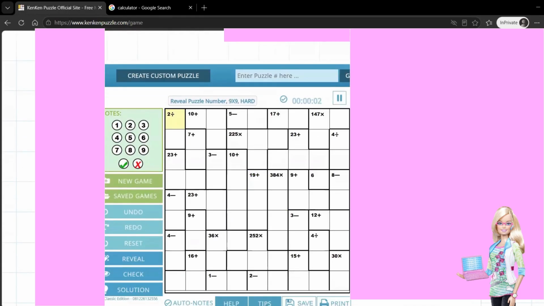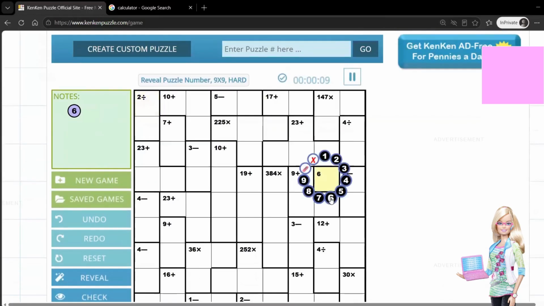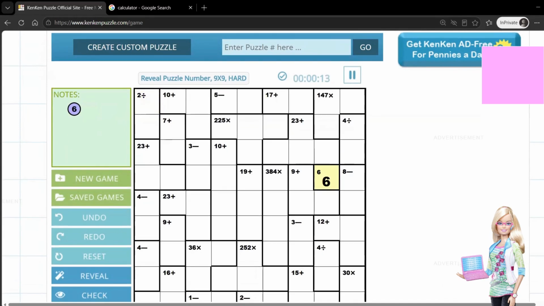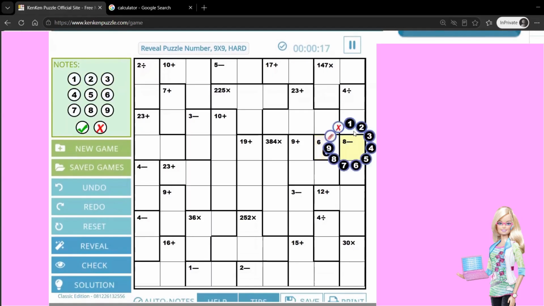I'm going to zoom in a little to make this bigger. Okay. So some of them are easy, like that says 6 and it's only one square, so that has to be a 6. Other ones, like 8 with subtraction, since this is the numbers 1 through 9, that has to be a 1 and a 9 there because 9 minus 1 is 8.